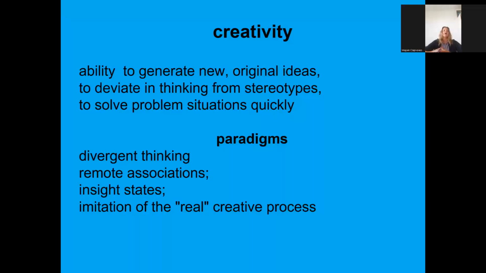The first, divergent thinking, both as a holistic construct and as a study of its separate parameters: flexibility, fluency, and originality. Divergent thinking is a thought process used to generate unusual creative ideas by exploring many possible solutions. The second is remote associations. Remote associations is the ability to link concepts that were relatively remote into new relationships in a new concept. The third is insight state.